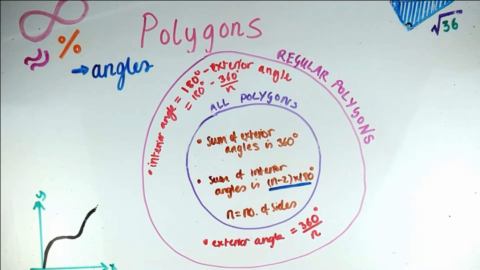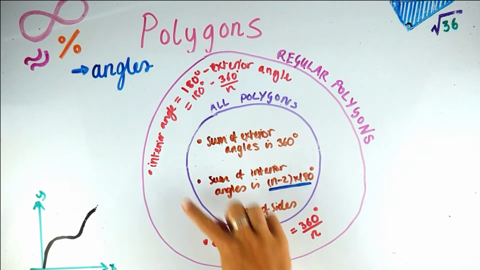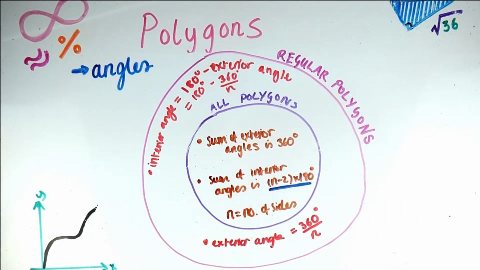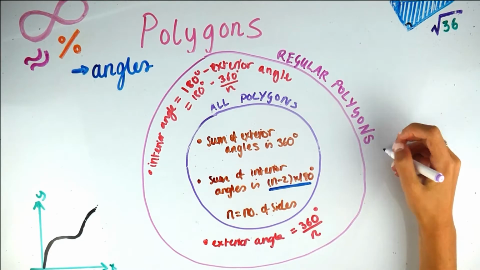Okay, so now we've got the extra circle, which is just for regular polygons. So you've got the bit just for regular polygons, and then you've got this bit for all of them. Let's have a look at what it's told us. So it says the exterior angle is 360 divided by n. So let's just have a look at an example.